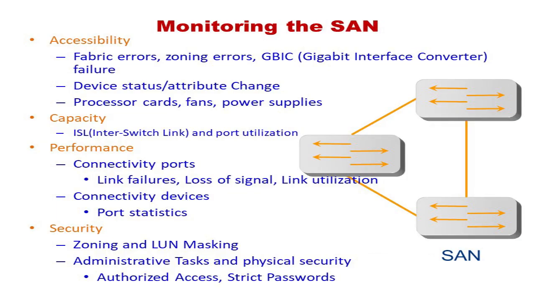Then when you come to accessibility, it is fabric errors, zoning errors, GBIC failure, device status, attribute change, processor card, fans, power supplies. Capacity, it is inter-switch link and port utilization. Performance is based on connectivity devices and connectivity ports.